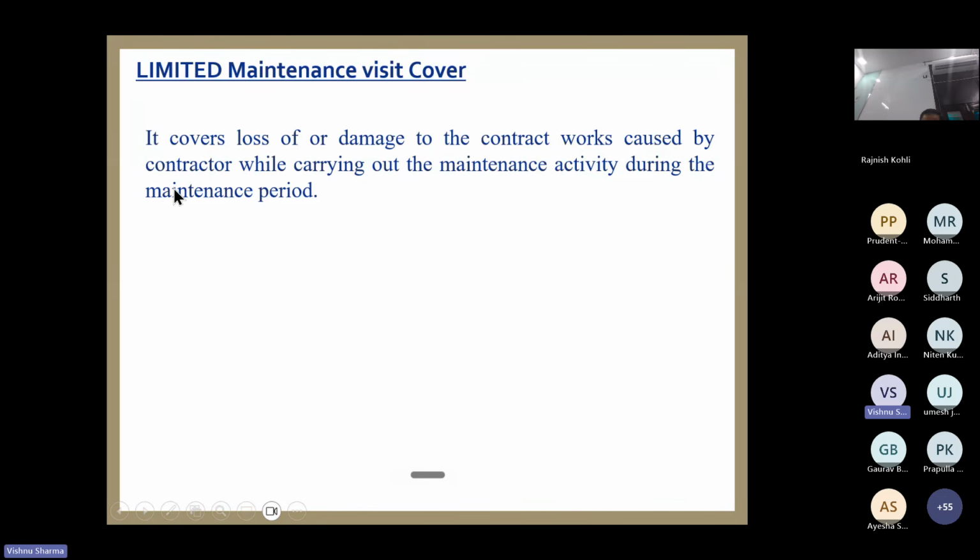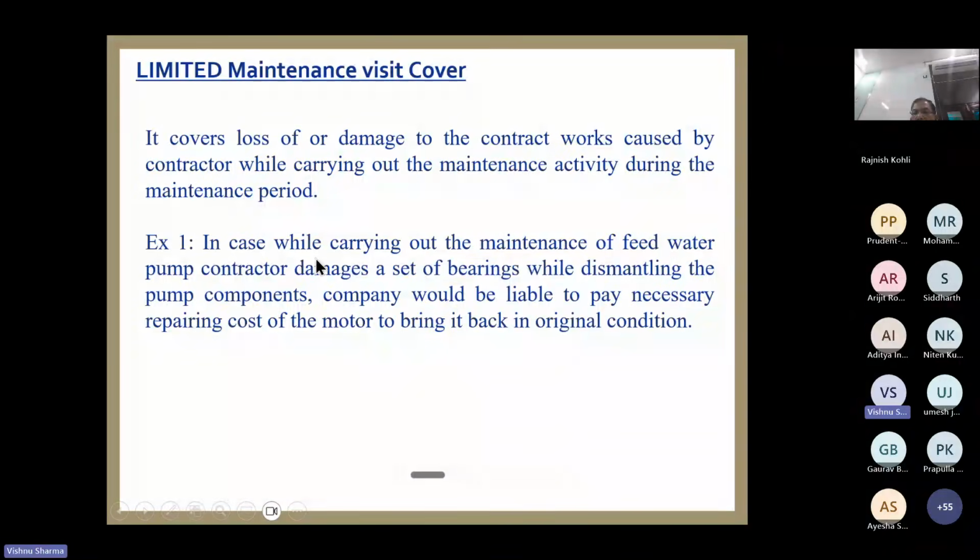During the maintenance period, any loss which takes place falls under maintenance period cover. And your limited maintenance covers only when the maintenance activity is being done. The contractor is performing some maintenance activity and there is a loss, that will be paid under limited maintenance cover. For example, while carrying out the maintenance of a feed water pump, the contractor damages a set of bearings. He was maintaining the feed water pump, but at the time of opening or fitting or cleaning or repairing some component, he damages the set of bearings. It will be covered under limited maintenance period cover.